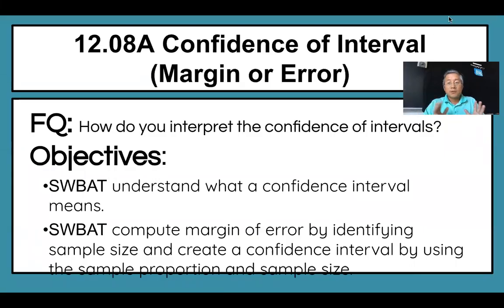Hi everyone, today we are going to talk about 12.8a, confidence interval with margin of error. So we are going to understand what a confidence interval means, compute margin of error by identifying sample size, and create a confidence interval by using the sample proportion and sample size.